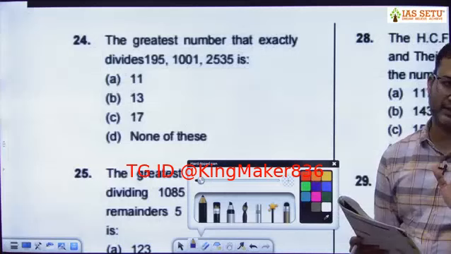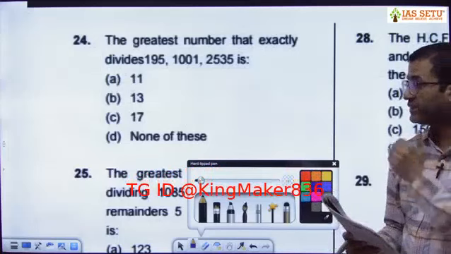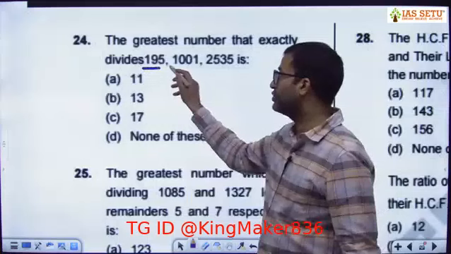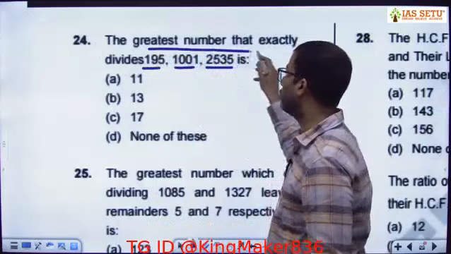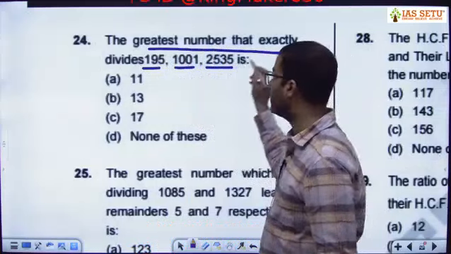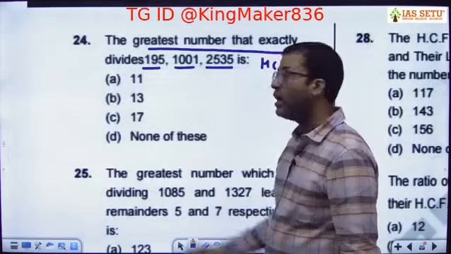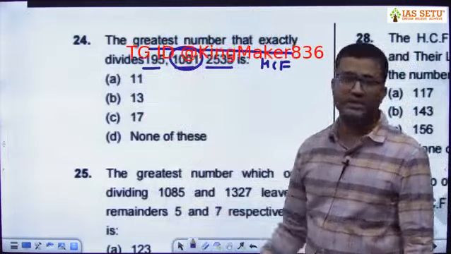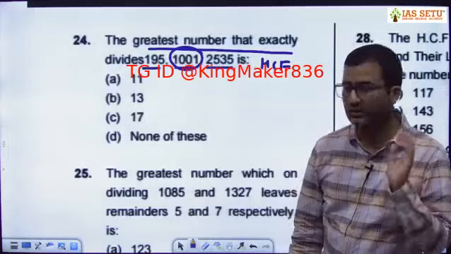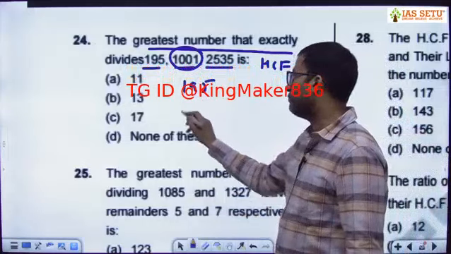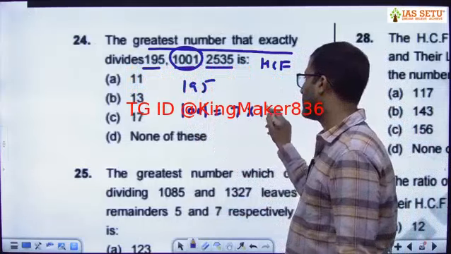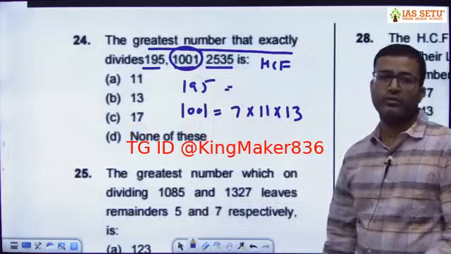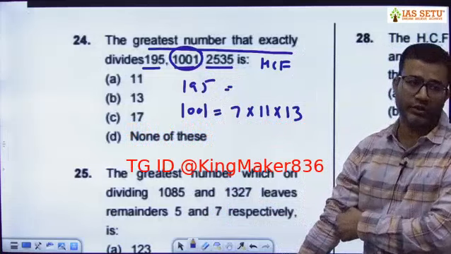Question number 24. The greatest number that exactly divide 195, 1001, 2535 is. Method 1 is you can find HCF of 3 number. But since answer options are available, alternate method I tell you. एक method तो ये है, you use this 3 number, find HCF, because we are looking for greatest number that exactly divide this 3 number, so you have to find HCF. Alternate method is we use answer options. Have I told you 1001 is a special number 7, 11, 13? So it is 195, 1001. 1001 is 7, 11, 13. You break 195 also. What is 195? 15 into 13. इसको break कर लो.